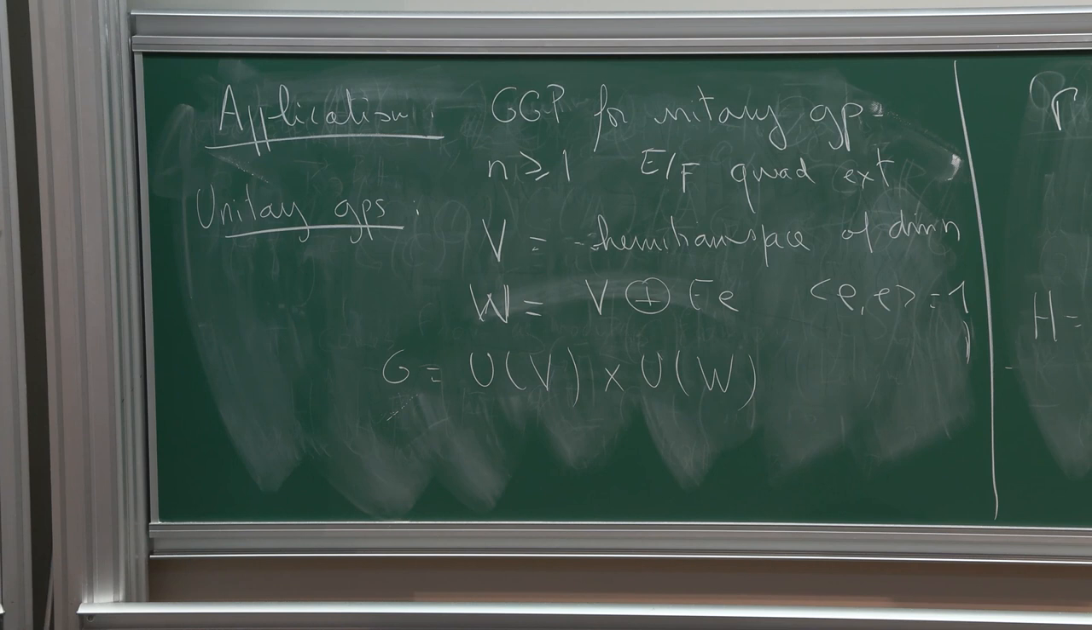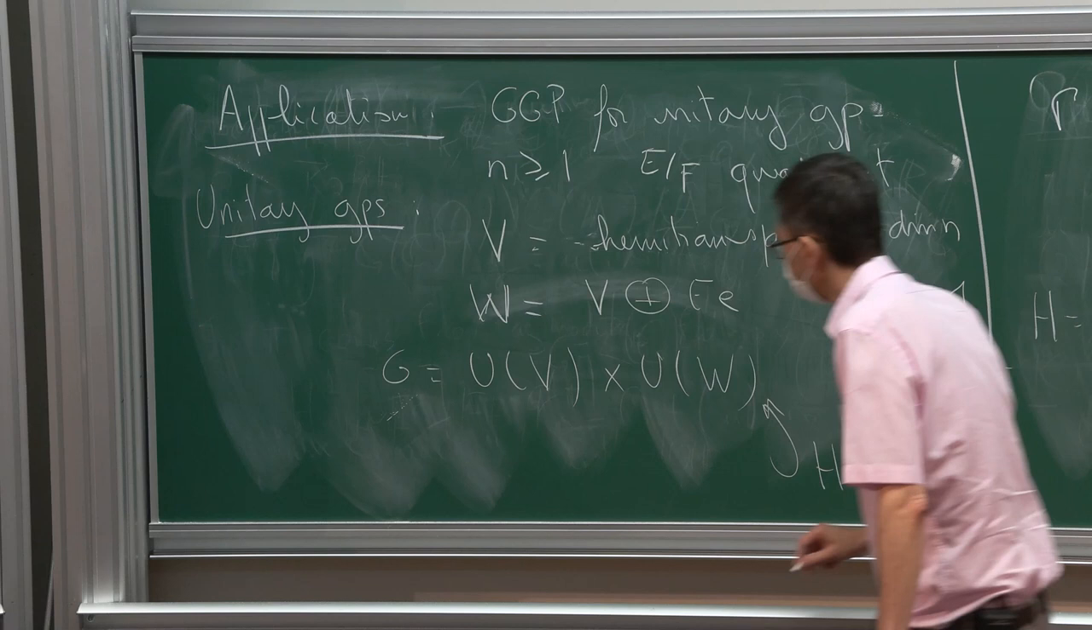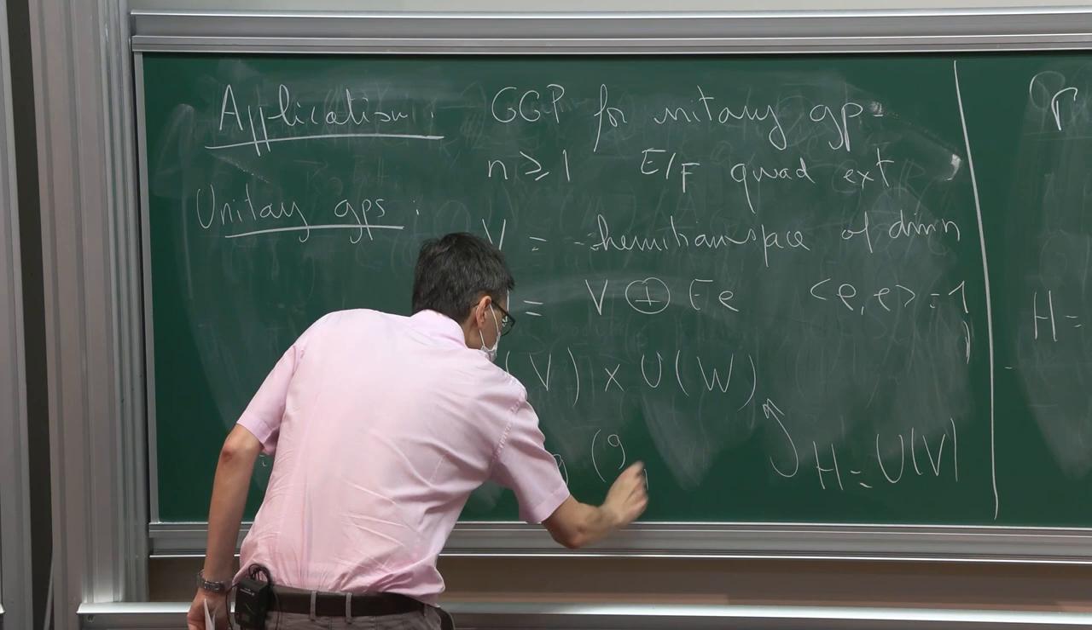And the group H is a group H prime. So H is the unitary group of V, and H prime is also the unitary group of V, and it is embedded diagonally in the following form. This embedding.